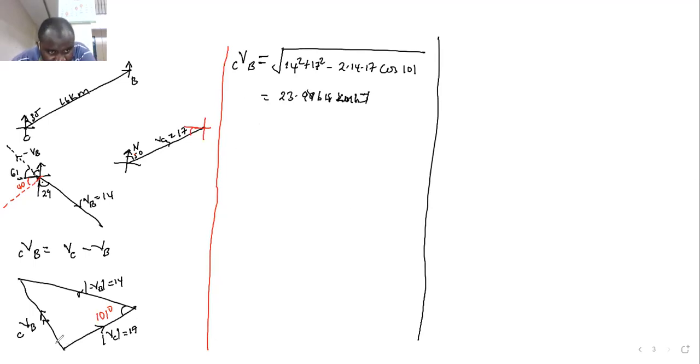Now, we need to get this direction to confirm exactly where it was going. Call it beta. So sine of beta divided by 14 is going to be equal to sine of 101 divided by CVB, which is the relative velocity, 23.99615. Someone press the calc and confirm beta.